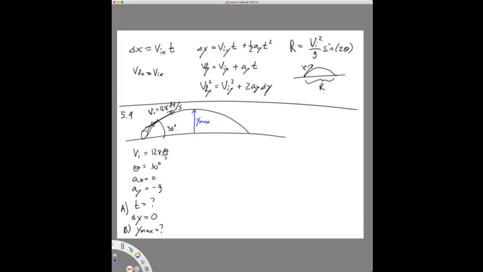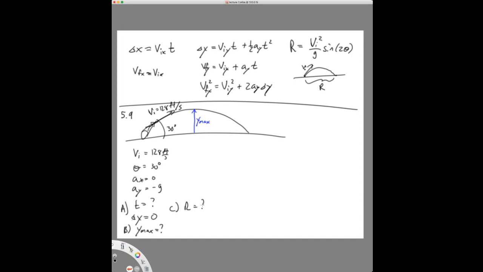So I'm going to label that in my picture, and we'll come back to it and figure out how to interpret it more carefully. And part C says, what is its range? So C says R equals question mark. Okay, so let me comment on a few things before we get started.